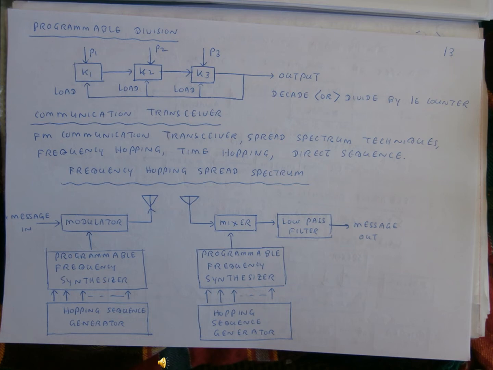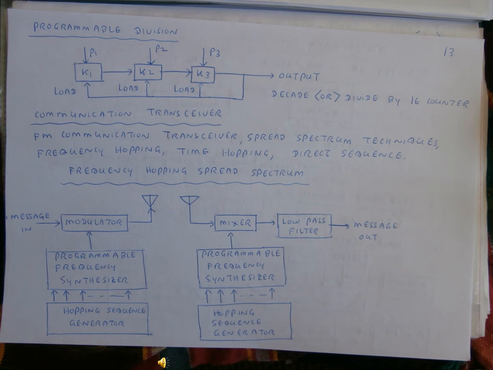Those outputs are combined in the programmable frequency synthesizer, so that this programmable frequency synthesizer and the input message are modulated, and they go to the transmitter and produce a signal. The transmitter signal is received by the receiver.